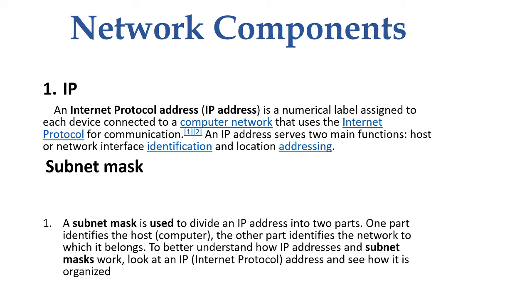And then subnet mask. So what is a subnet mask? A subnet mask is used to divide an IP address into two parts. One part identifies the host, meaning the server or the computer. The other part identifies the network to which it belongs, meaning where it came from. To better understand how IP address and subnet mask work, look into IP, the Internet Protocol, and see how it's organized.